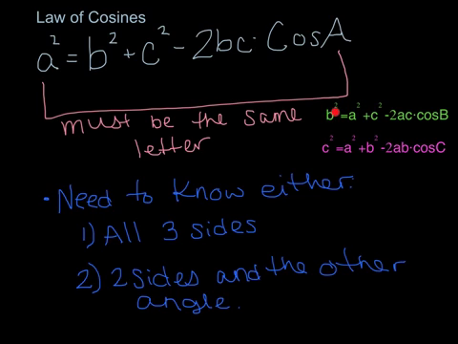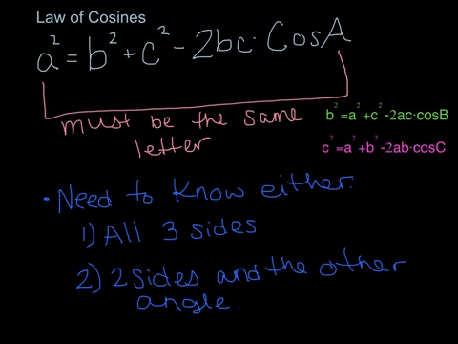if you're solving for B or angle B, you'd use the equation b squared equals a squared plus c squared minus 2ac times the cosine of B. And if you were solving for side C or angle C, it would be c squared equals a squared plus b squared minus 2ab cosine of C. So remember, the first letter and the last letter have to be the same, side and angle.